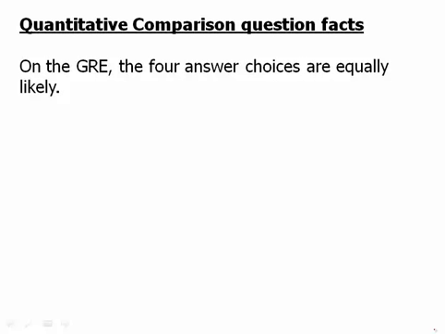So some basic facts about the question, now that we've talked a little about the format. On the GRE, the 4 answer choices are equally likely. So in other words, the folks who write the test are careful so that on average they produce about the same number of questions that have an answer choice of A or B or C or D. So don't get stuck thinking that one answer choice is more likely than the others, because the GRE is very careful to make sure that that doesn't happen.